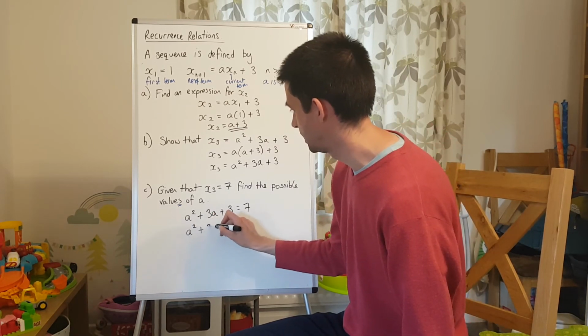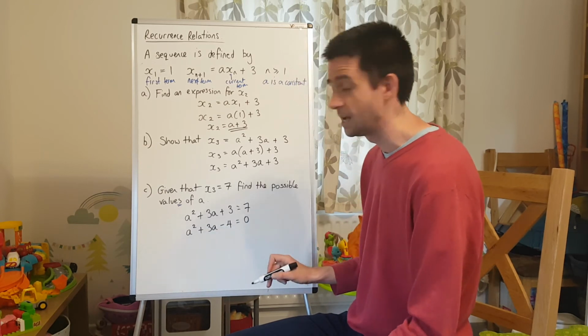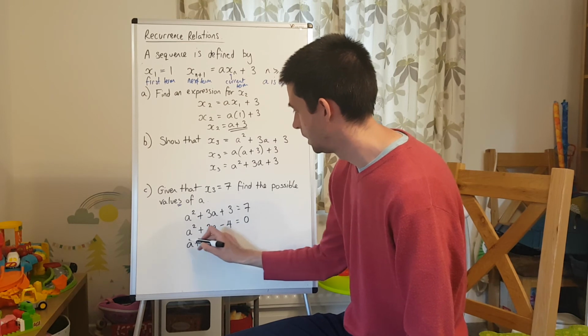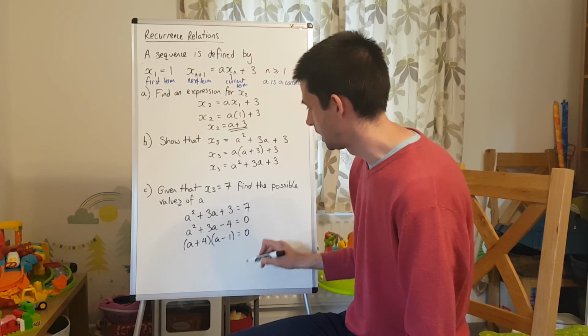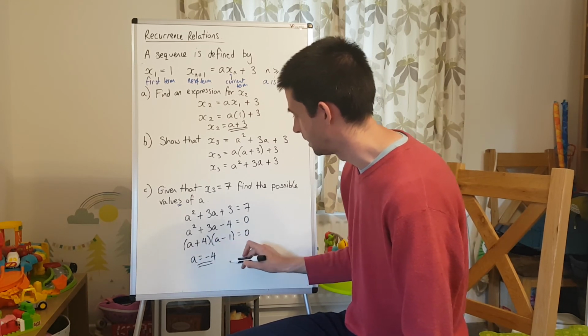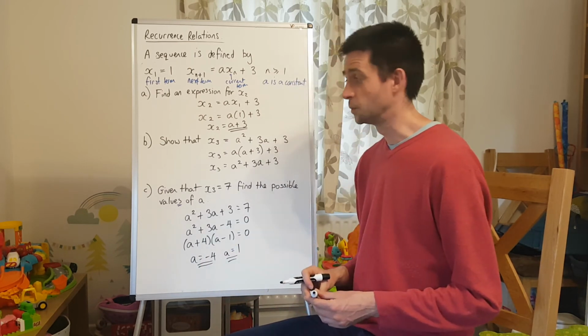So it's a quadratic, so it has to equal 0. So subtract the 7 to give me a squared plus 3a minus 4. Factorise to a plus 4, a take 1, which means my two possible values of a are a equals negative 4 and a equals 1.